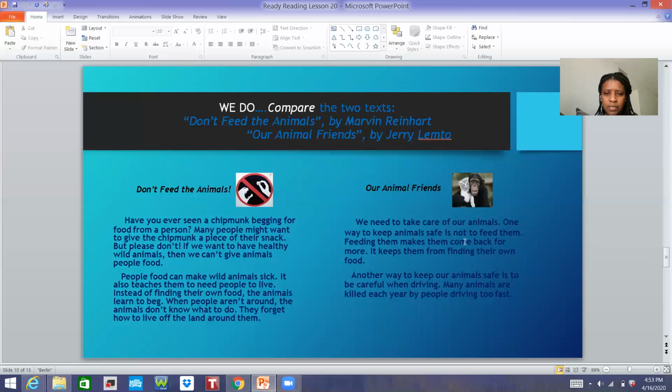So if we look at the information in text number 2, it says here it keeps them from finding their own food. We go back to text number 1 down here. It says instead of finding their own food, the animals learn to beg. So basically the information in paragraph 2 in text 1 and the information in text 2, paragraph 1 is pretty much saying the same thing, that it keeps them from finding their own food. So this is how we can compare two texts. Again, remember to go back and cite your evidence from the text. Good job, boys and girls.